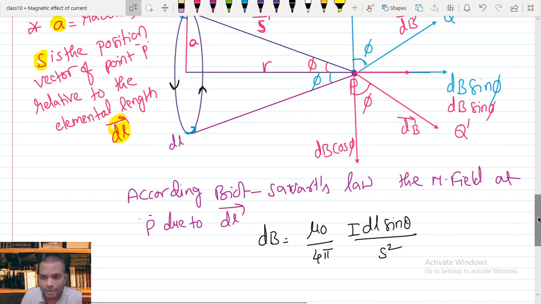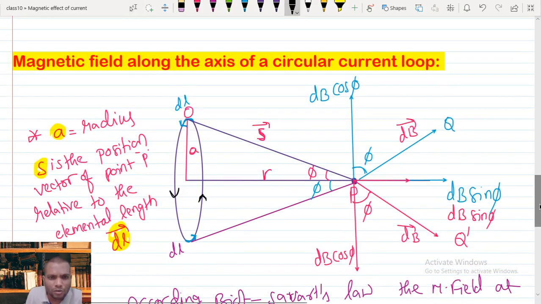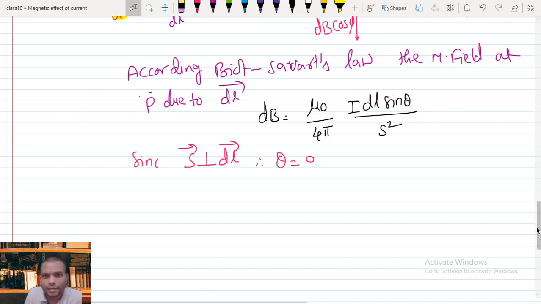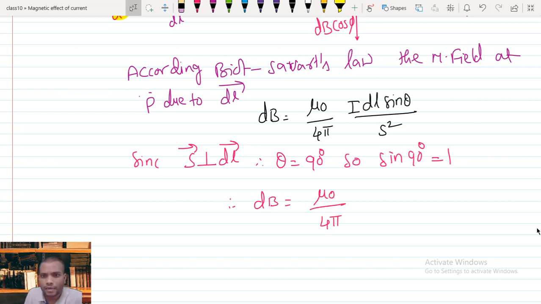Now if you consider, the elemental length dl and position vector are almost perpendicular here. So the position vector and the elemental length dl, which is right at the top where I am highlighting with yellow color, they both are perpendicular. So the sine value becomes 1. Since S is perpendicular to dl, therefore theta equal to 90 degree. So sin 90 degrees value becomes 1. Therefore dB equal to mu naught upon 4 pi times I dl upon s square.